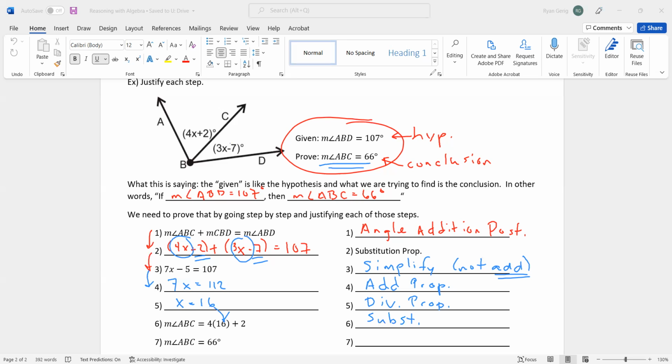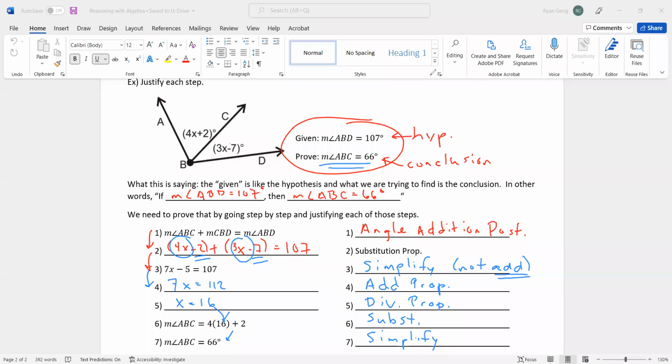And then the last step says, okay, what's 4 times 16? That's 64. 64 plus 2 is 66. And is that multiplication or is that addition? Well, hopefully you're catching on that it's neither. I didn't multiply both sides. I didn't add anything to both sides. All I did was simplify the right side. And look where we ended. The measure of ABC equals 66 degrees. Matches what we're trying to prove, meaning we are done.